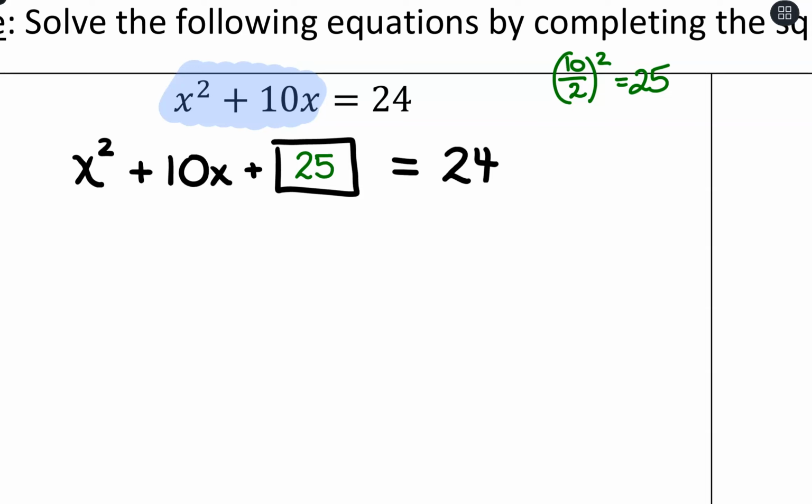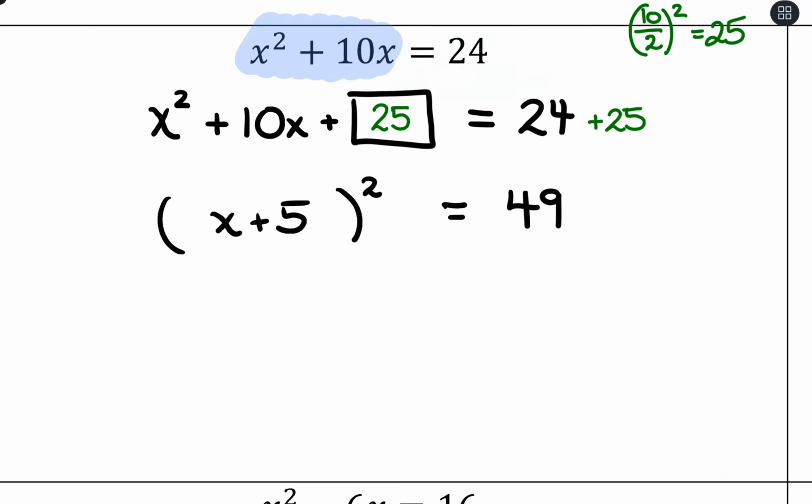But whatever I do to one side of the equation, I have to do to the other as well. So x squared plus 10x plus 25, I've now made that a perfect square. So I can factor that as x plus 5 squared equals 24 plus 25, which is 49. Now what we have is something squared equals a value, and we can use our square root method that we talked about in the last video. So I could go square root.